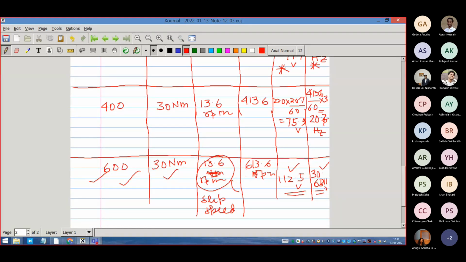Okay. See, this correct amount of slip as calculated by this method and the real life slip will be maybe slightly different, because we have assumed the resistance to be just that.